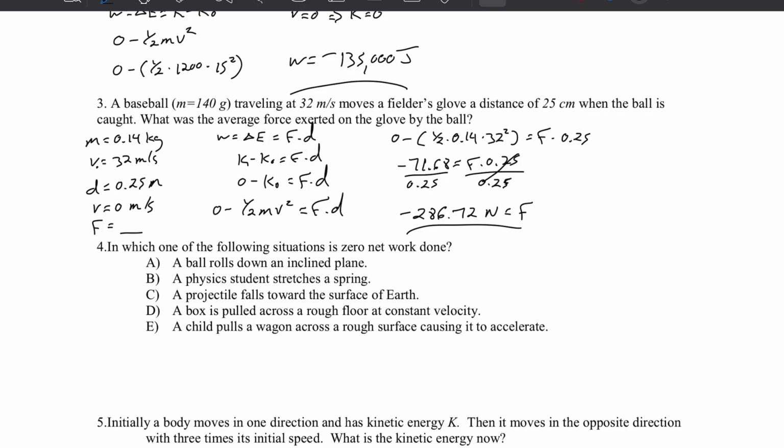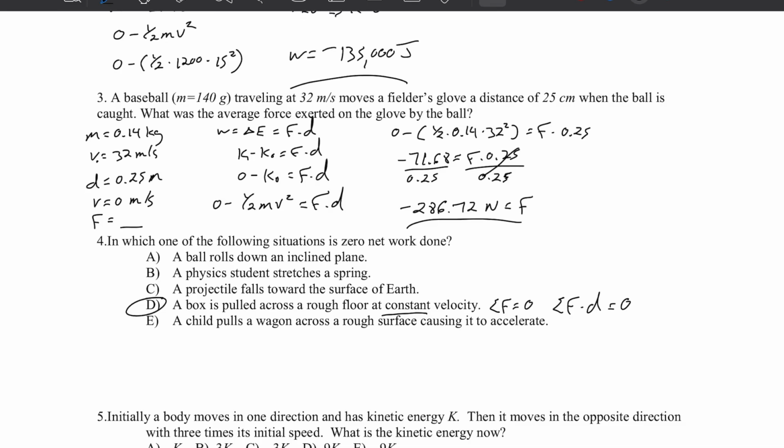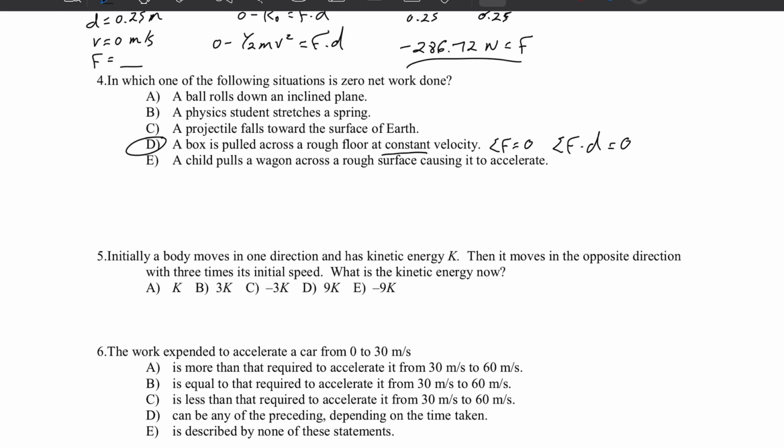In which of the following situations is zero net work done? Net work would be based on the net force, so we're looking for something where the net force is zero. Net force is zero when there's a constant velocity, zero acceleration, balanced forces, equilibrium. We can see in answer choice D, a box is pulled across a rough floor at constant velocity. So the pulling force must match the force of friction. Net force is 0. So it's 0 times any displacement, still 0.